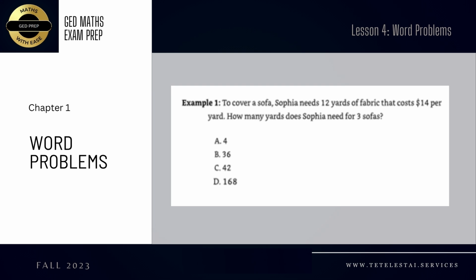So you can actually talk yourself through these problems as well. Like, okay, let's say I have 3 sofas. Will 4 yards be enough to cover 3 sofas? No, right? So you know from that maybe dividing is the wrong operation here, because 4 yards would not be enough. Okay.